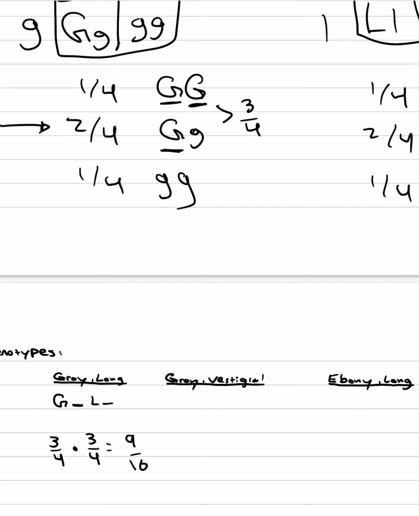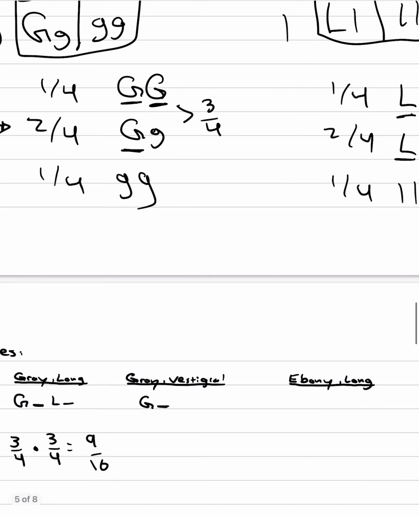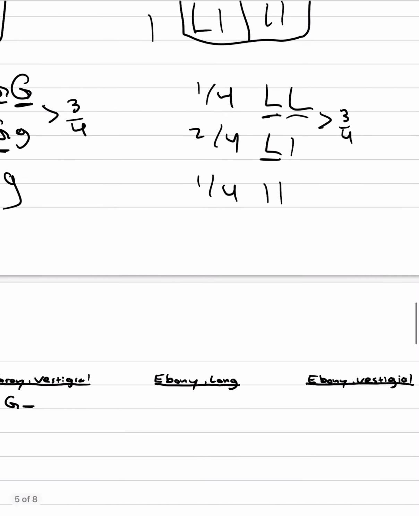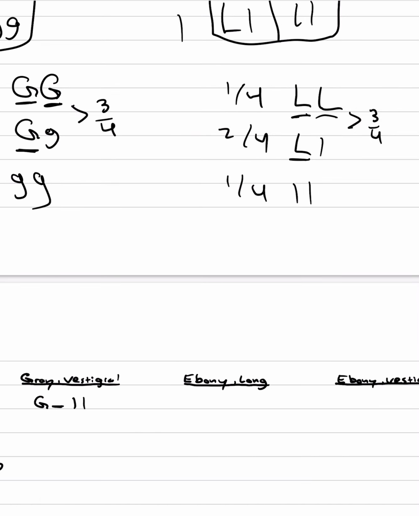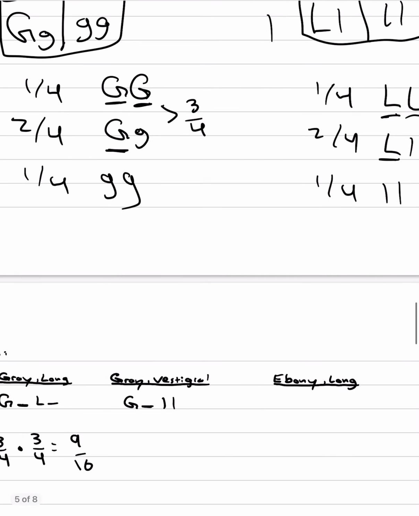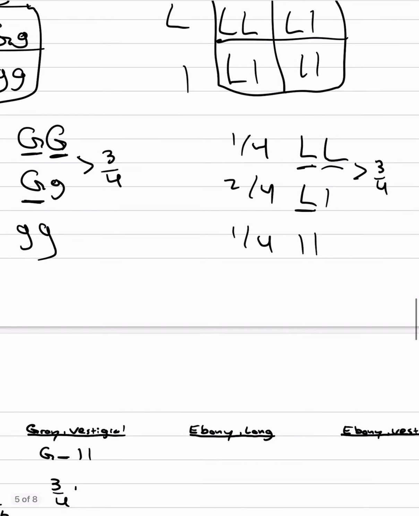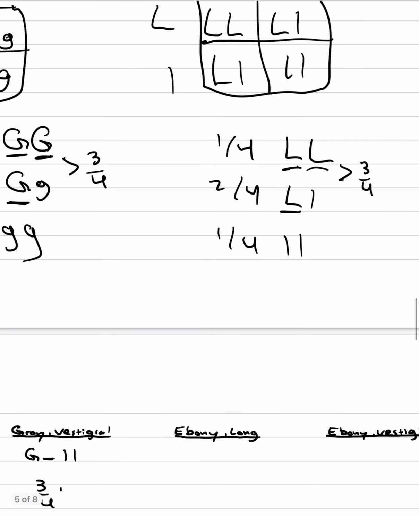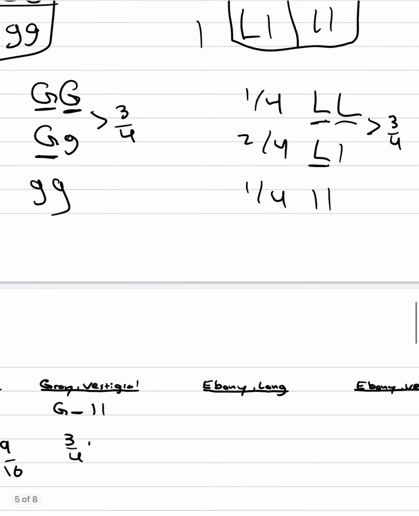To have gray coloring with vestigial wings, you have to have one big G, the other allele doesn't matter. And to have vestigial wings, you have to be homozygous recessive, meaning you have to have 2 little L alleles. So we know that the ratio for having a gray color is 3 out of 4. Multiply that with the ratio of having 2 little L's, or being homozygous recessive for the L gene, which is 1 out of 4. So 3 out of 4 times 1 out of 4 equals 3 out of 16.